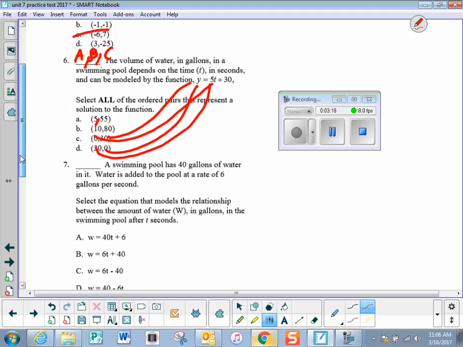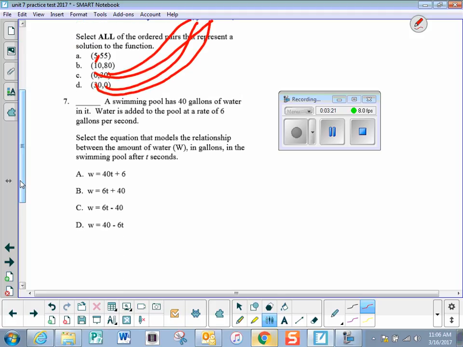Okay? Number 7. A swimming pool has 40 gallons of water in it. Water is added to the pool at a rate of 6 gallons per second. What is my rate of change? Excuse me, that's wrong. What is my y-intercept? 40 gallons, and water is added to the pool. So what am I going to start at? I'm going to start at 40 gallons, and I'm adding 6 gallons per second. Okay? So, B.